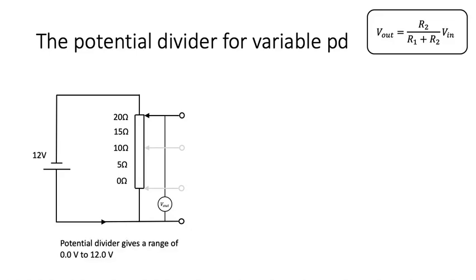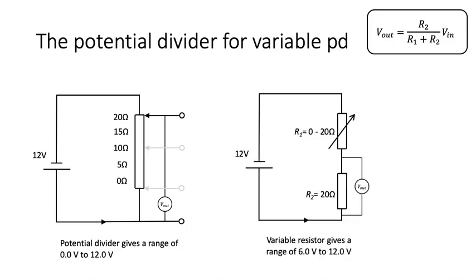So just to summarize, a potential divider gives you the possibility of having the full range of potential difference across the output from 0 through to 12 volts, using, don't forget, the same components just wired differently. The same 0 to 20 ohm variable resistor, the potentiometer, if wired as a potential divider, will give you a 0 to 12 volt range, whereas if it's used as a variable resistor, it only has a 6 volt to 12 volt range.